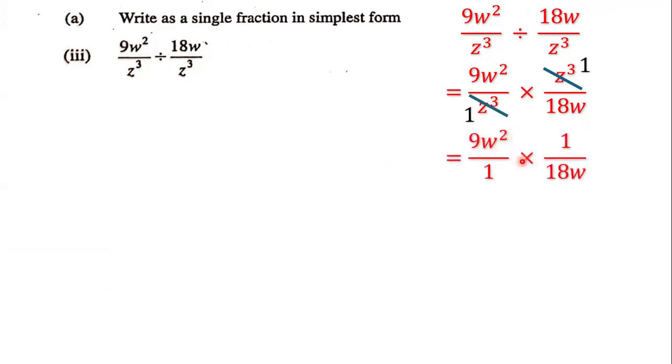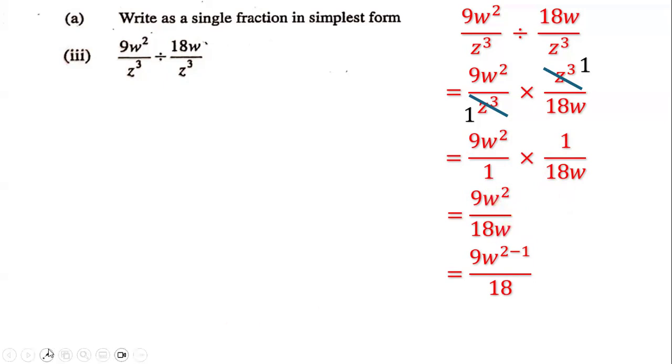9w squared multiplied by 1, and we have 1 times 18w. Next, we multiply. 9 times w squared multiplied by 1 is 9 times w squared, and 1 times 18w is 18w. Next, what we do here is we notice that these two terms have the same base. They have the same base. So this is w and this is w.